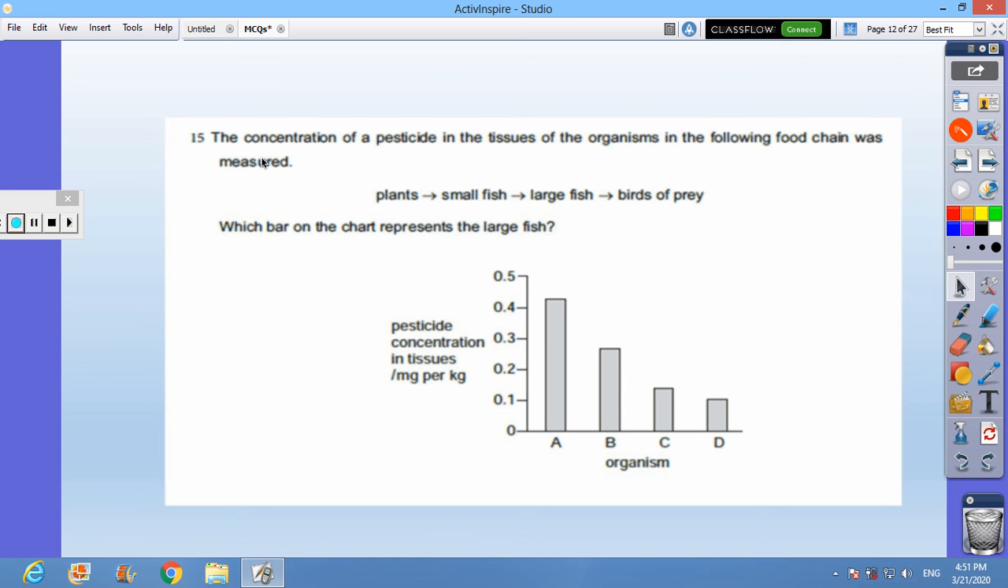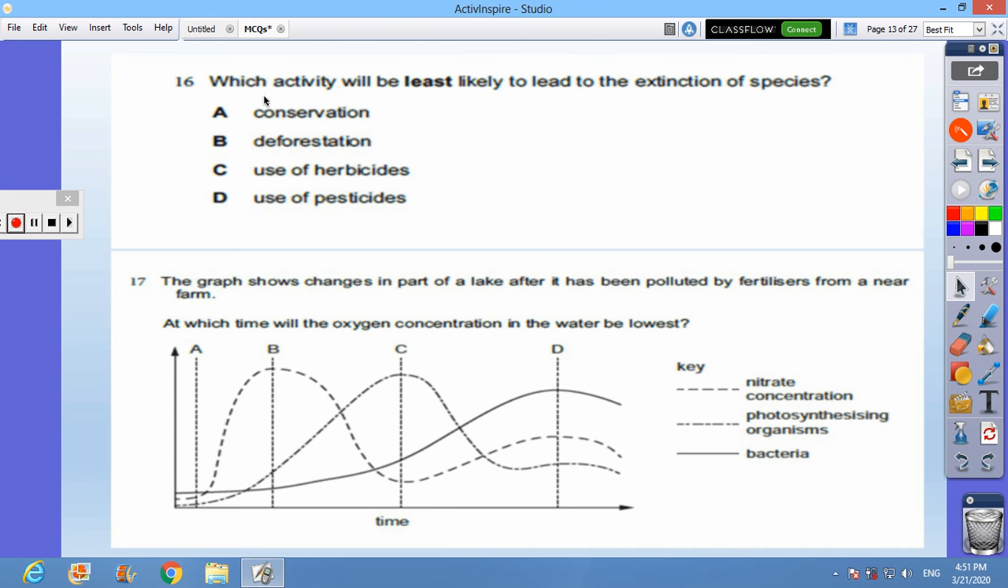15. The concentration of pesticide in the tissue of organisms in the following food chain: plants, small fish, large fish, then birds of prey. Which bar in the chart represents the large fish? Large fish, the third. The third must be B. Correct. 16. Which activity will be least likely to lead to extinction of species? Conservation, because it's the opposite.